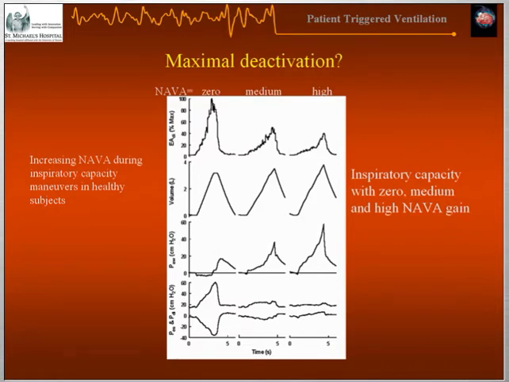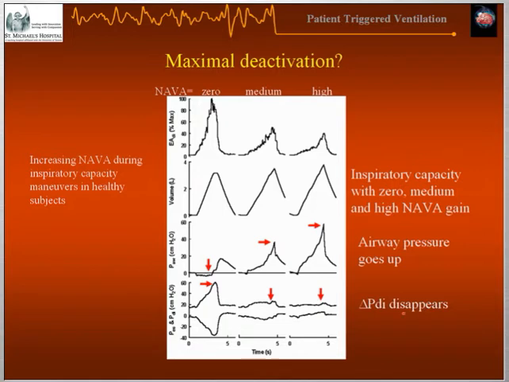Now, this is 3 different maximal inspirations in a healthy subject, and you can see the inspiratory capacity volumes here. They are done with no assist and with increasing gains of NAVA. And this is the highest gain we had. The pressure here is 60 as peak pressure. This is a healthy subject doing TLC.